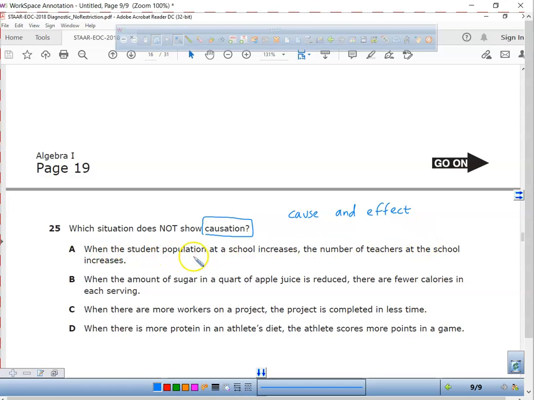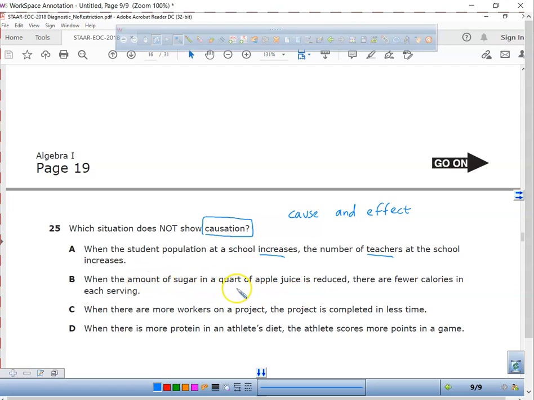So when the student population at a school increases, do you think they hire more teachers at the school to reduce the class size per teacher? Would that be a cause and effect relationship? If a public school has more students, you're going to have to hire more teachers. So that's pretty much a cause and effect relationship. It could be, all right?